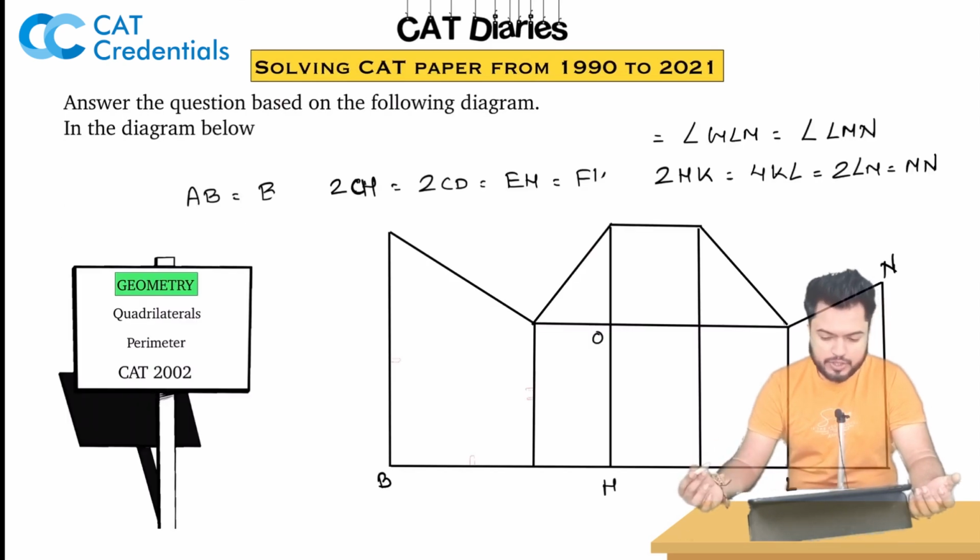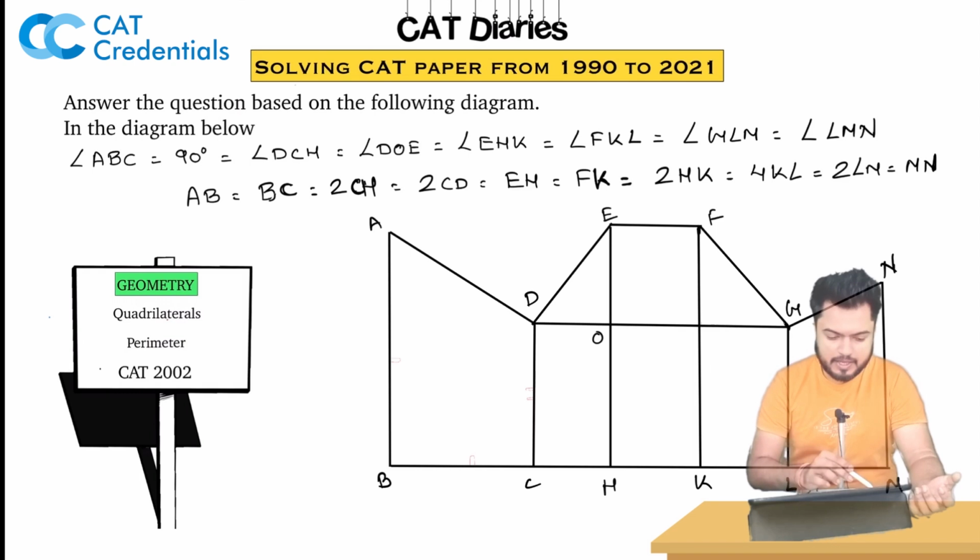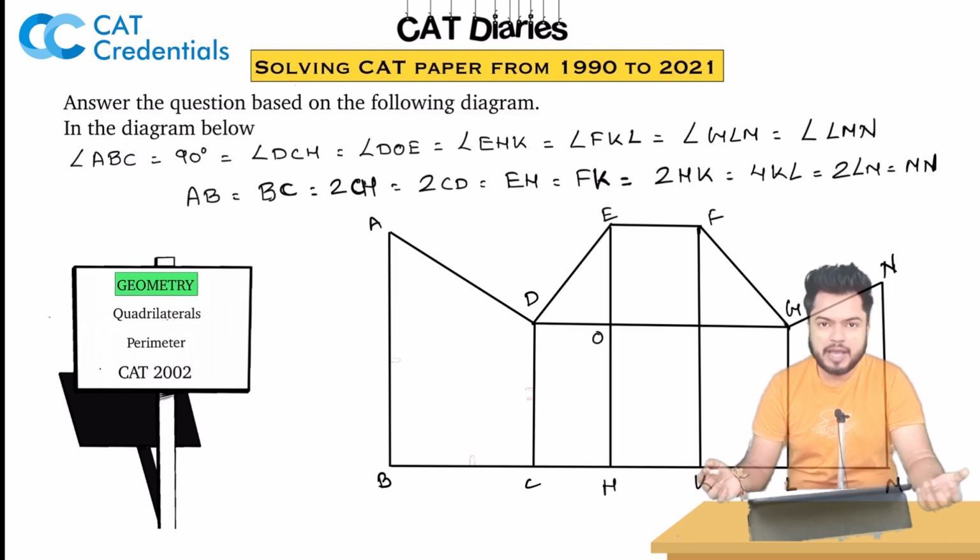There are certain things that are being given here. Some angles are given clearly: ABC, DCH, DOE, EHK, FKL, GLM, LMN, all these angles are equal to 90 degrees. So don't waste your time looking at each of the angles and marking them. You can understand that these are all 90. This is quite a visual thing here.